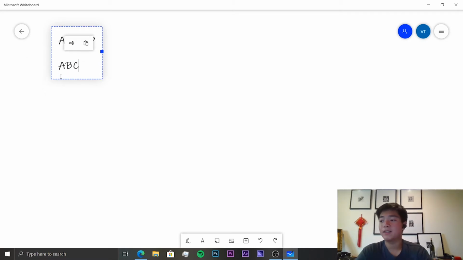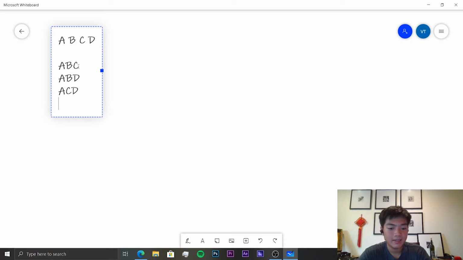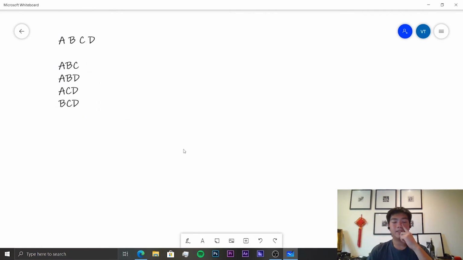Well, how many different ways are there for us to pick 3 letters out of these 4 letters? So there would be ABC, ABD, ACD, BCD. That's it. So if you went through the 24 different arrangements that we picked out earlier, where the order did matter, as you can see, they all fall into one of these 4 subcategories, and it's just a rearrangement of these 3 letters.